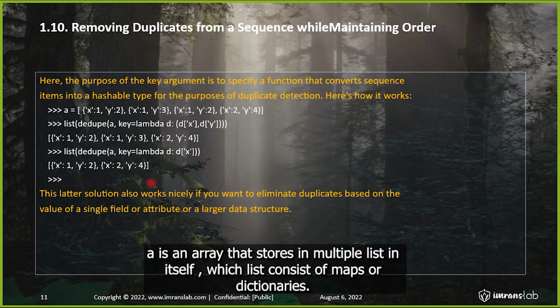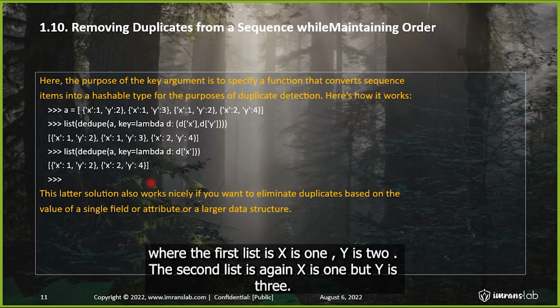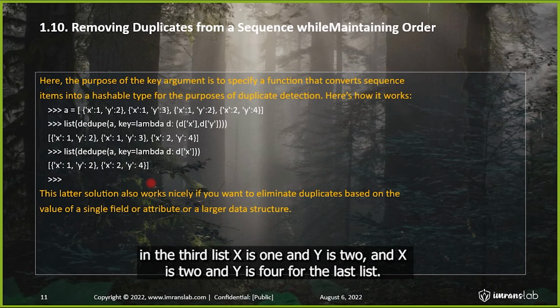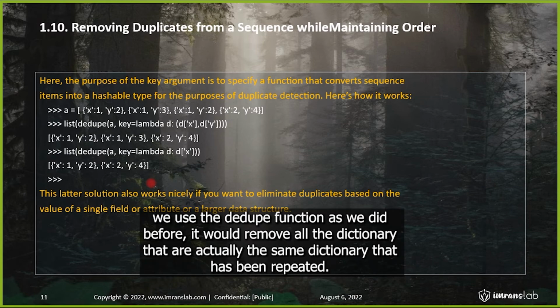Here's how it works. A is an array that stores multiple dictionaries within itself. The first is x is 1, y is 2, the second is again x is 1 but y is 3, the third is x is 1, y is 2, and the last is x is 2 and y is 4. Now if we use the dedupe function as we did before, it would remove all the dictionaries that are actually the same dictionary that has been repeated.